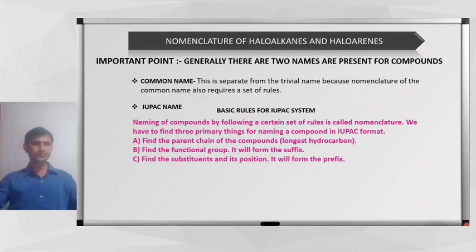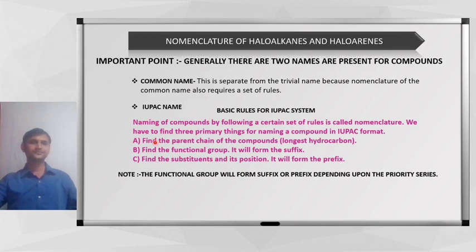Now see the basic rules. Find the parent chain in the compound, that is the longest chain. Find the longest chain in the compound. This is a very important rule. Next, find the functional group, and it will form the suffix. We have to find the functional group and write it in the suffix. This is very important. And find the substituents and their positions. Whatever substituents are there, you have to find out and observe them, and then write them down in the form of a prefix.